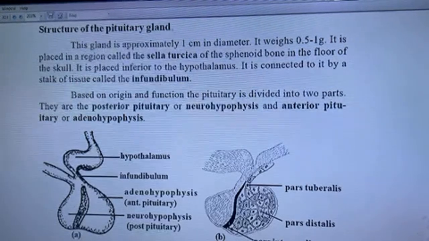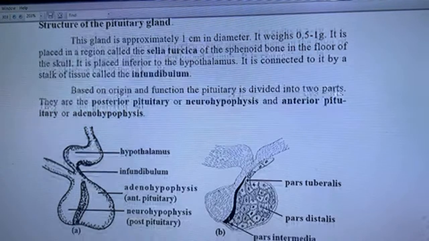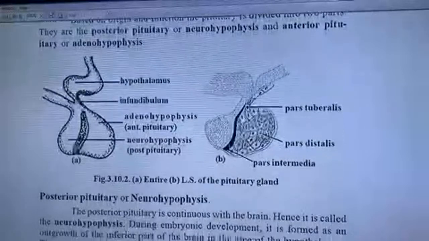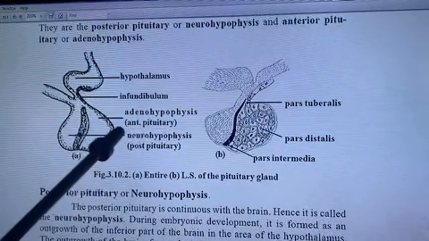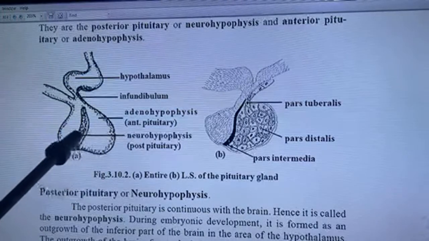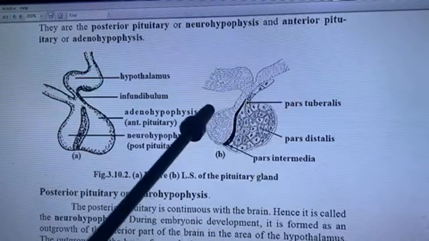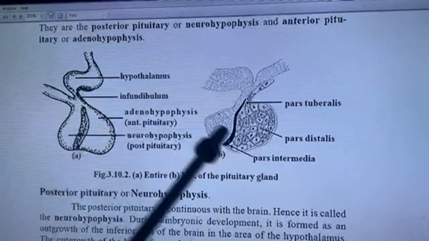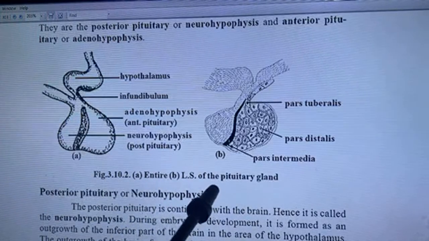Based on origin and function, the pituitary is divided into two parts. They are the posterior pituitary or neurohypophysis and the anterior pituitary or adenohypophysis. Hypothalamus, infundibulum, adenohypophysis, anterior pituitary, neurohypophysis, posterior pituitary, pars tuberalis, pars distalis, pars intermedia. Entire pituitary gland.